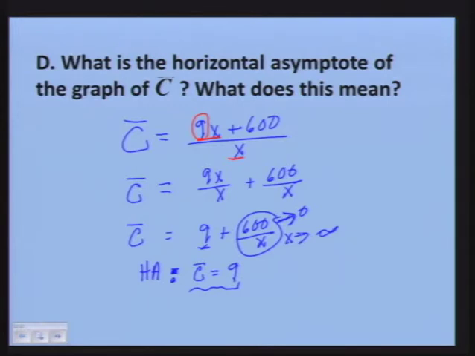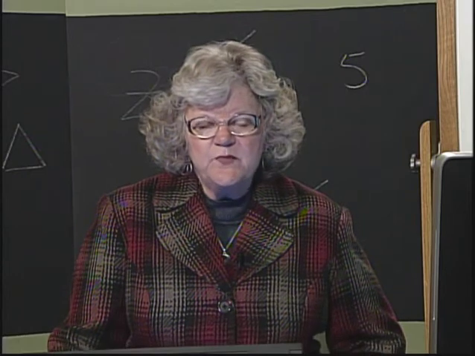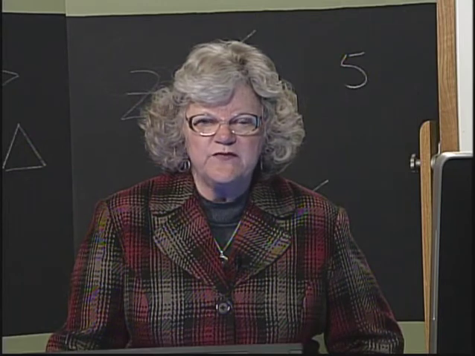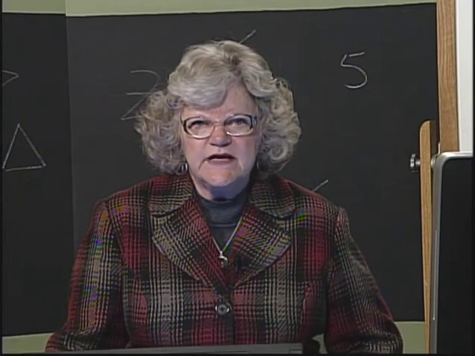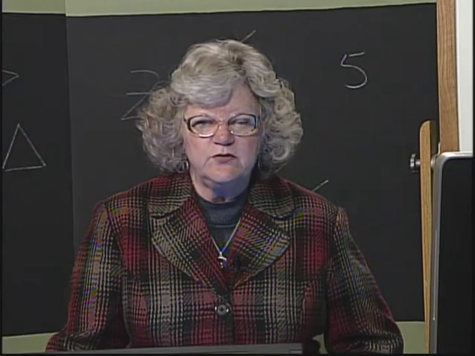What does that mean? Well, remember C bar stood for the average cost per pair of jeans. The average cost per pair of jeans is approaching $9. It will not get lower than $9, nor will it hit $9 straight on the head. But we know if we make enough jeans in one day, it'll be almost $9 per pair of jeans per day. And that helps us decide how we're going to set our price to the consumer. And that concludes this section on rational functions.